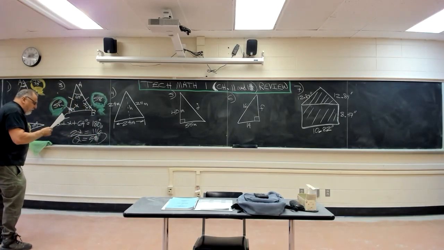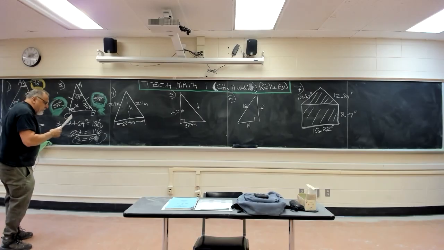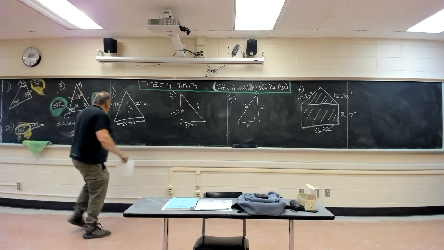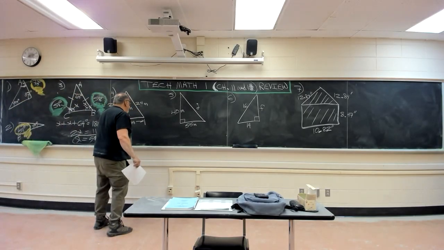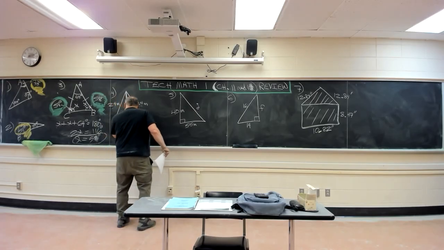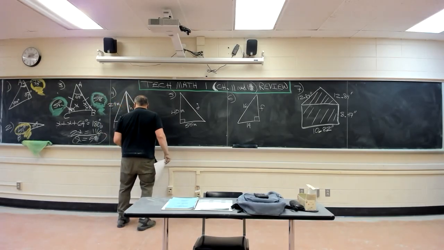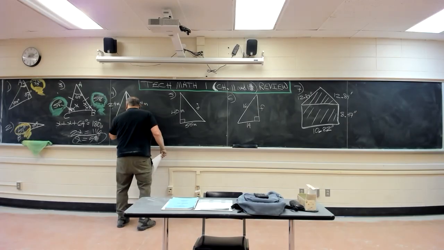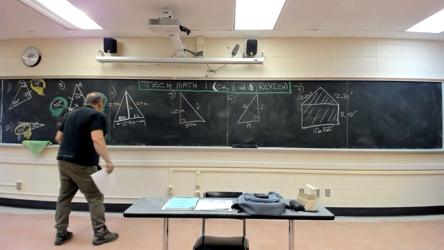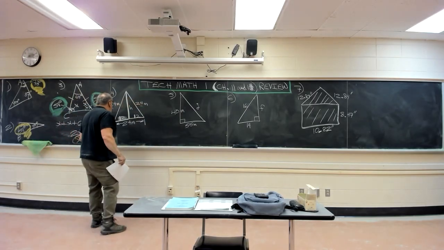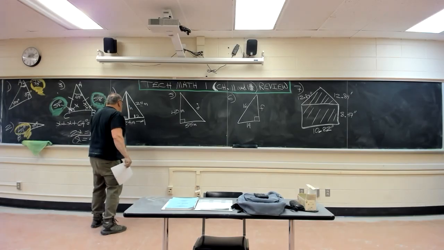Okay, number 4. Find H, round to tenths. Well, this is an isosceles triangle. In fact, it's a special kind of isosceles triangle called an equilateral triangle. This thing comes right down here and cuts this side in half. This is 12, this is 12. So 24, 12, h. How are you going to do it?